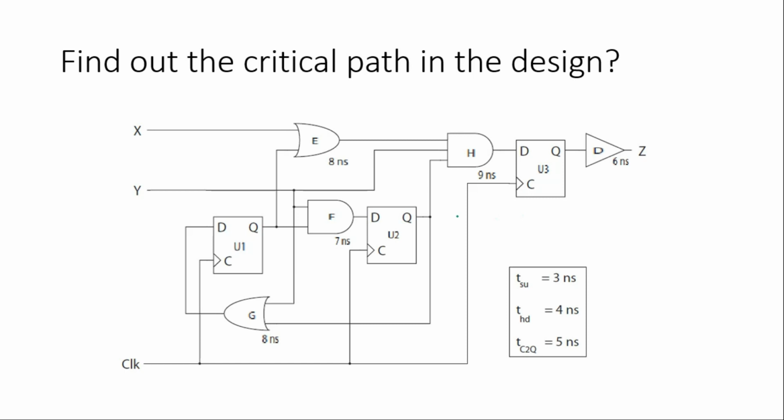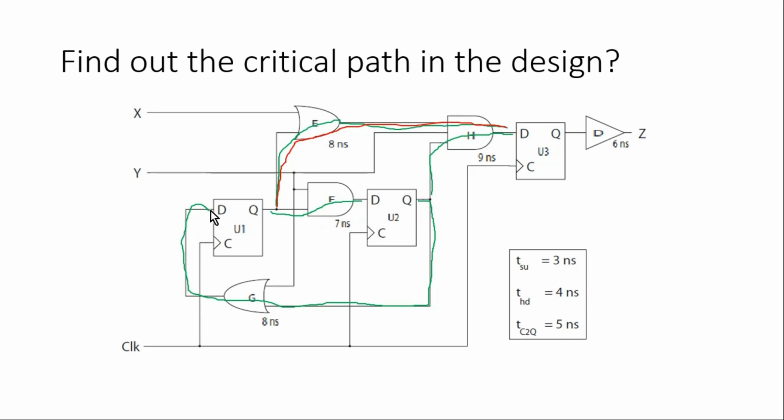Friends, as you can see, there are multiple paths existing inside the design. Let me trace them. This is one of the paths. Okay. This is the second path. This is the third path. And this is the fourth path. And friends, this fourth path is the critical path. This critical path has more delay as compared to other paths, so it will be responsible for determining the maximum operational frequency of the entire design. Now let us move towards your next question.